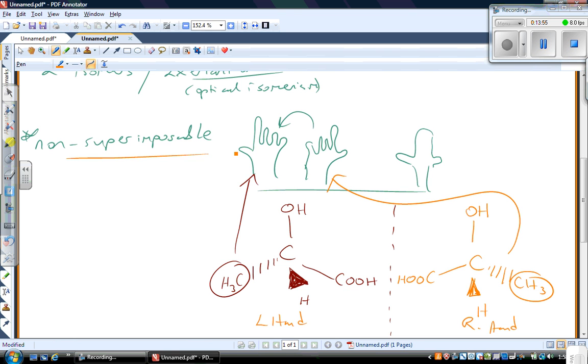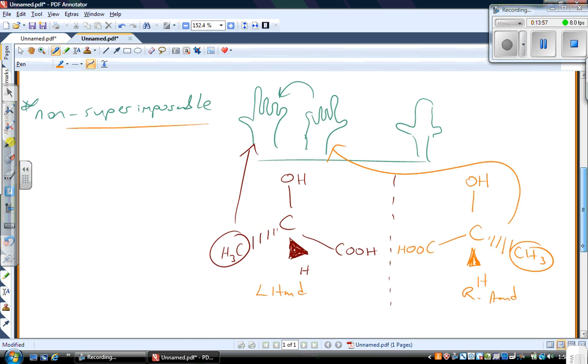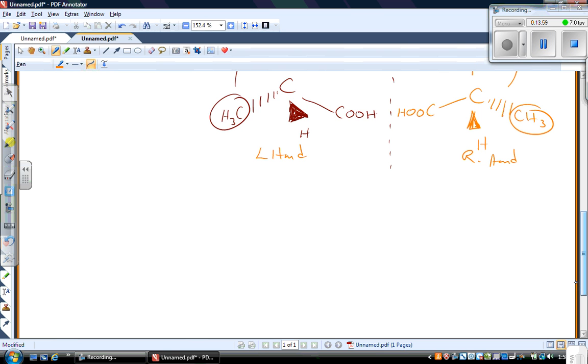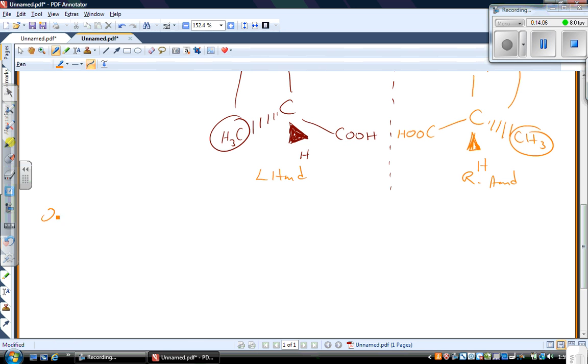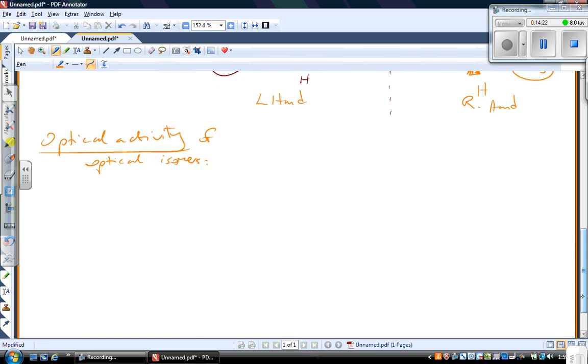Okay, the other thing we need to talk about, and this is what is included on exam questions, is the next thing they would ask: how could you distinguish between these two enantiomers experimentally. So now we're going to talk about the optical activity of optical isomers. All right, so it's quite a simple concept. I'm just going to draw a piece of equipment to try and illustrate what happens.